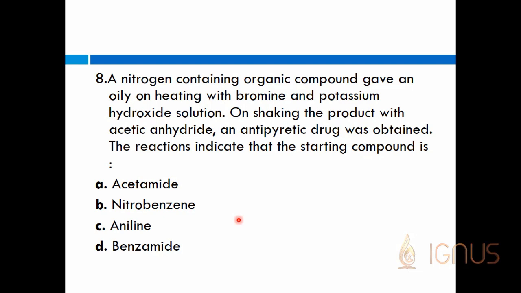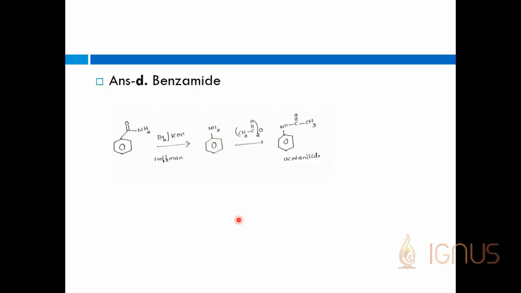Let us discuss the solution for this question. Answer is benzamide. When we treat benzamide with bromine in KOH, this is a Hoffmann degradation reaction. You will be getting aniline. This product is shaken with acetic anhydride, and you will be getting acetanilide. That means it is an acetylation reaction. Acetanilide is an antipyretic drug. Remember, it is an antipyretic drug. Write down the reaction.